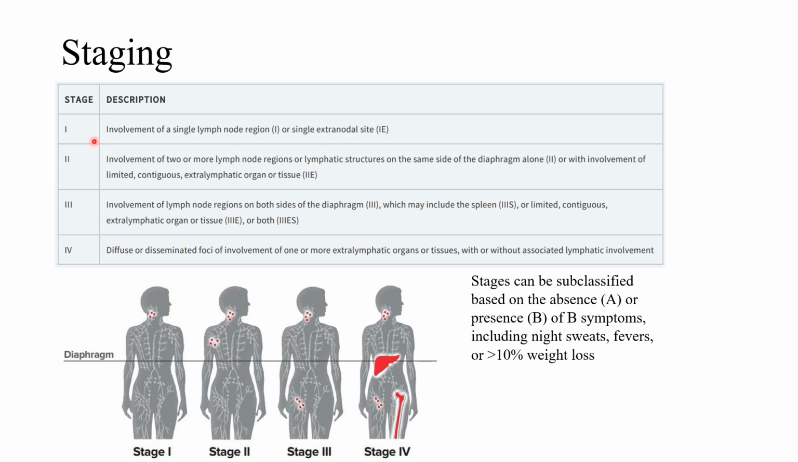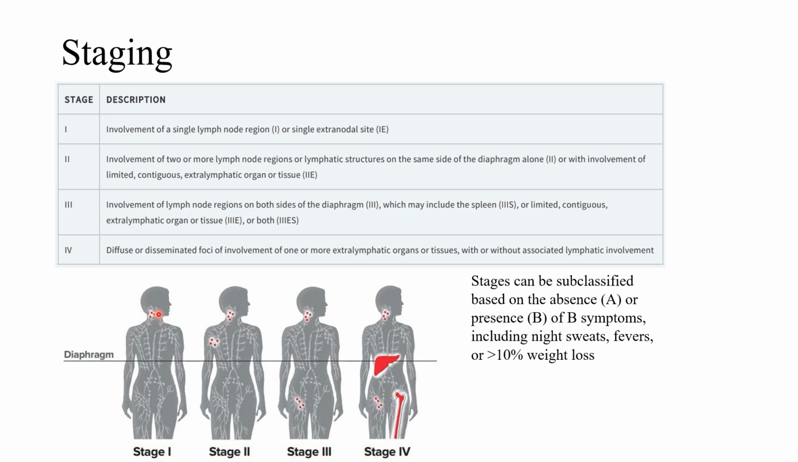So stage 1, you have involvement of a single lymph node region or a single extranodal site. So when you see E, that stands for extranodal. So if you have a patient that has disease outside of a lymph node, they're going to have an E tacked onto their staging, right? So you see here, stage 1, looks like this person has some disease in their cervical or their posterior auricular lymph node chain, but nowhere else, right? So this would be a stage 1. Now, let's say this person didn't have it in this chain, but let's say they had it in one specific extranodal site, whether it's soft tissue or somewhere around here, that would be a 1E.